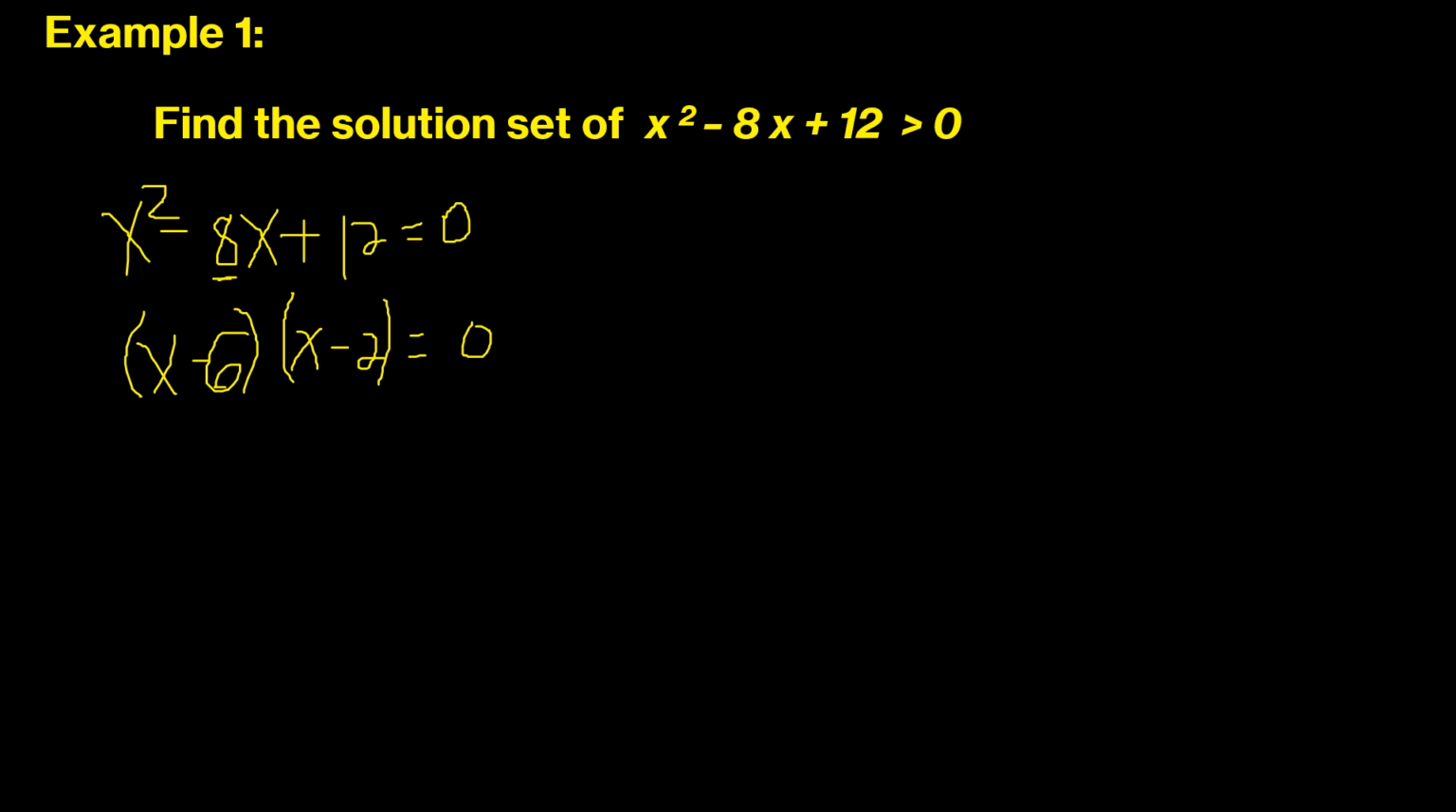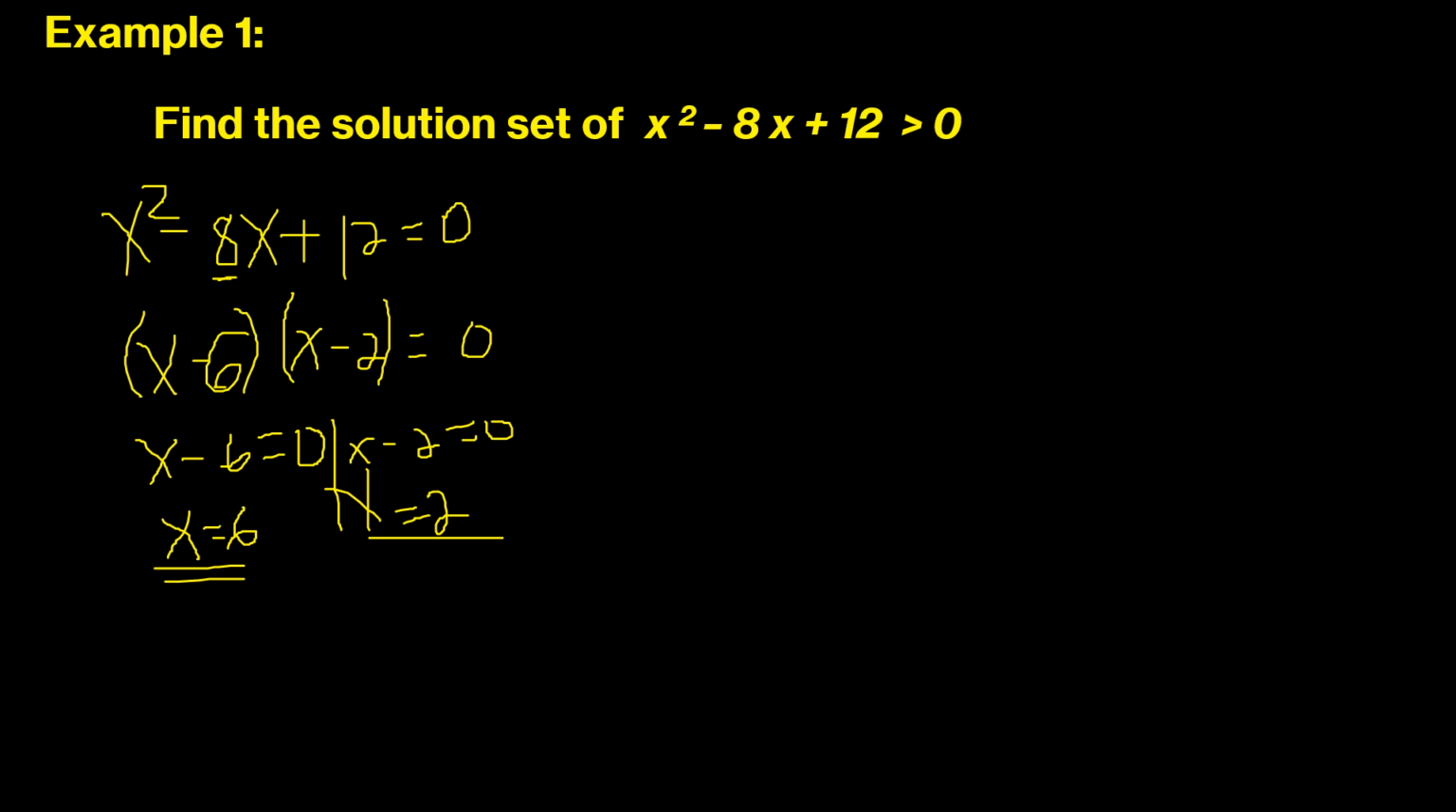Then, equating each factor to 0 by using zero product property. So, x minus 6 is equal to 0, or x is equal to 6. And x minus 2 is equal to 0. So, x is equal to 2 now.